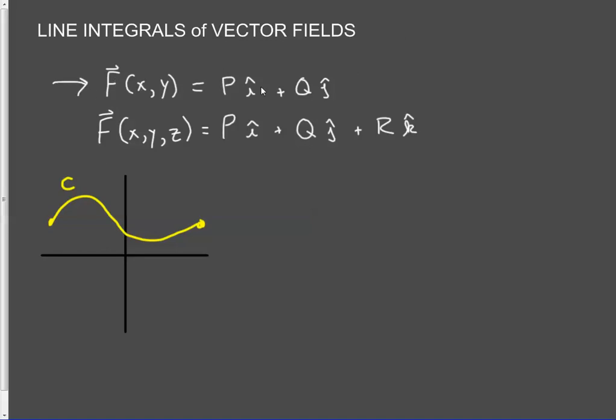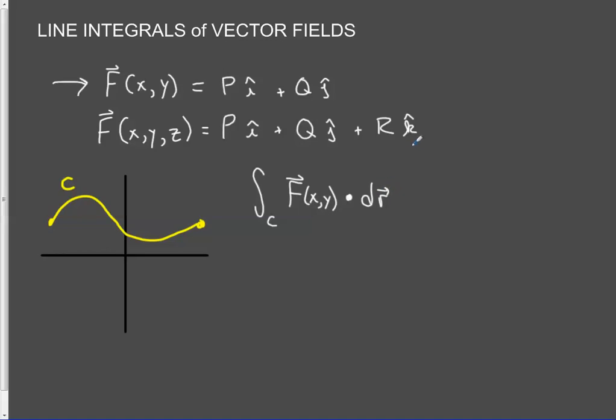So let's look at the 2D version. Let's look at the P and Q version right here. And so we're working in the plane, and let's say we have a curve with a starting point and an end point called C. All right, so what kind of line integral can we compute? We can do the following. We can integrate over C the following: f of xy dot, and that is a dot product, dr.